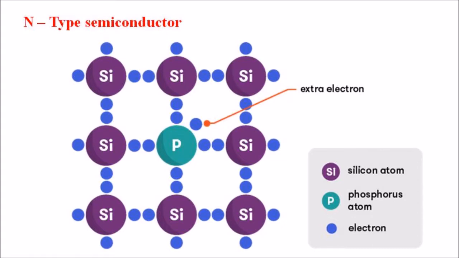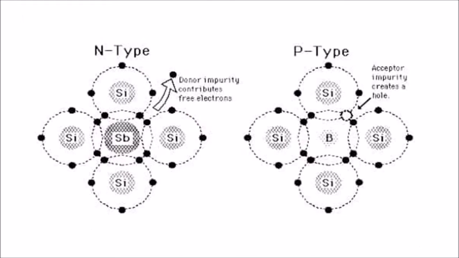Due to the process of doping, the p-type semiconductor has more holes in the valence band than electrons in the conduction band, and hence has holes as the majority charge carriers. Similarly, the n-type semiconductor has more electrons in the conduction band than holes in the valence band, and hence has electrons as the majority charge carriers.